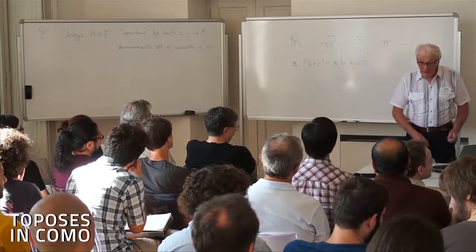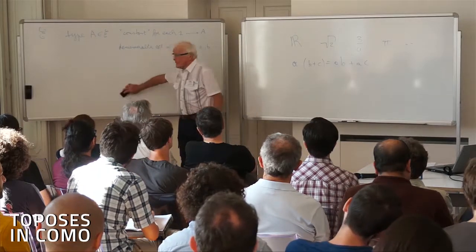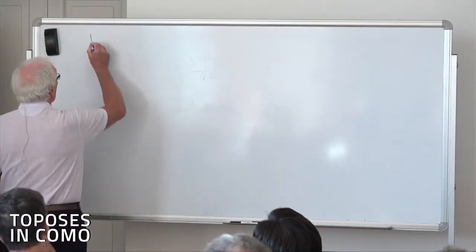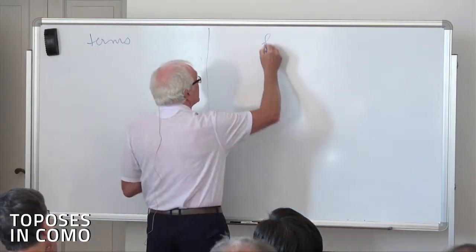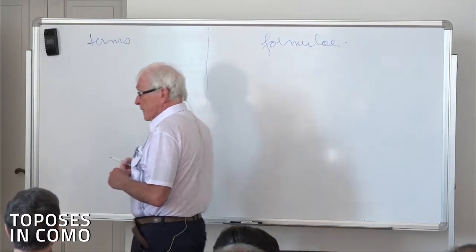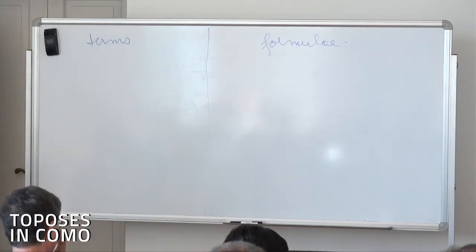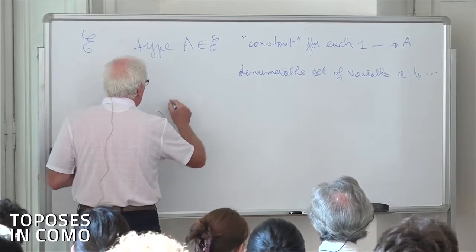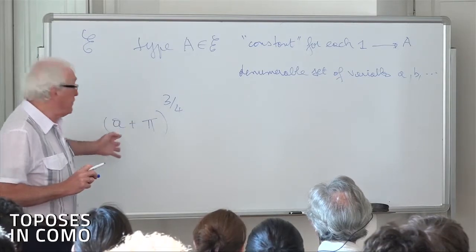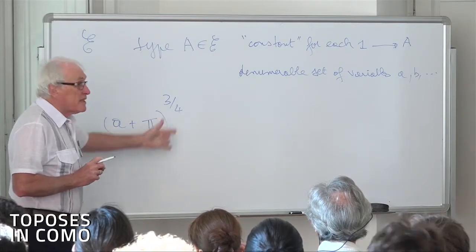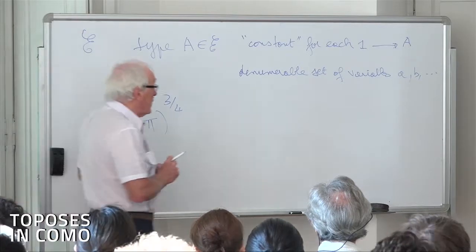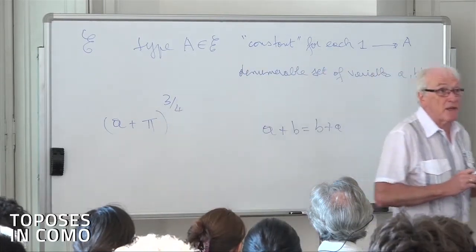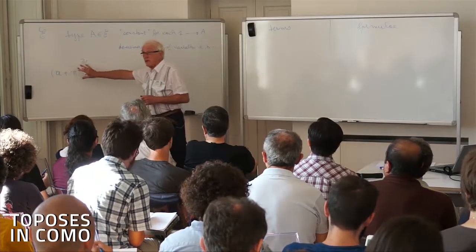And now, from that, we shall build more sophisticated things. We shall build what I shall call terms and formulae. What is a term? Well, a term is, for example, e plus pi to the power of this. This represents, if a is a variable about the real numbers, some real number. But when I write a plus b equals b plus a, this is not a real number. This is a property of real numbers. So that will be a formula.